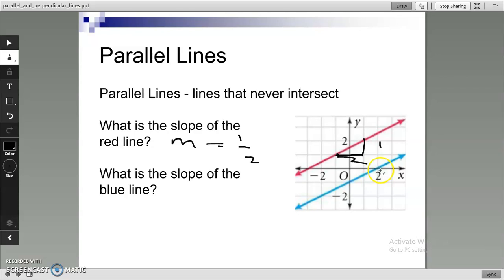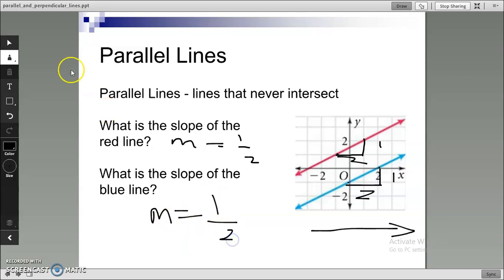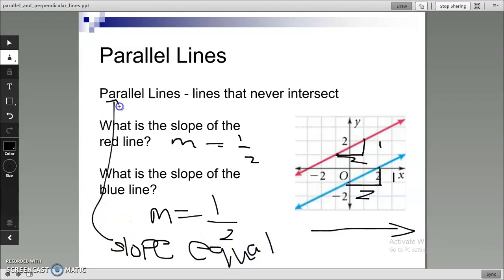The second one, just choosing these 2 points. Any 2 points will do. My rise is 1. My run is 2, and also looking at it like I'm reading a book from left to right, it's going up the hill, so it's positive, and so my slope is 1/2. So that is something we have to remember. Parallel lines, slopes are equal. The slopes are the same. So parallel lines have equal slopes.